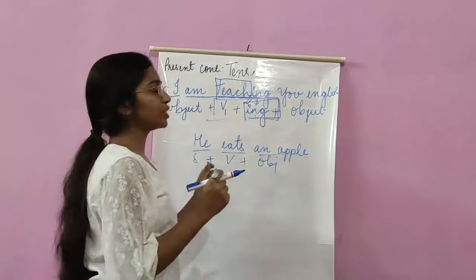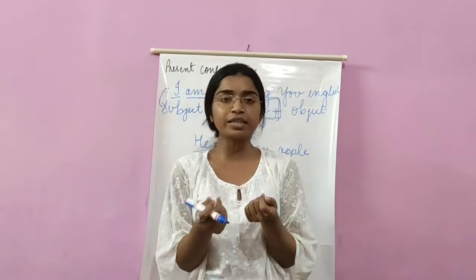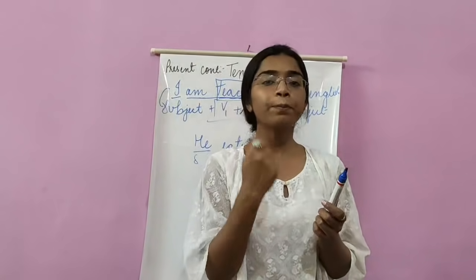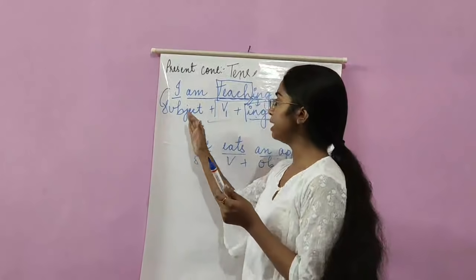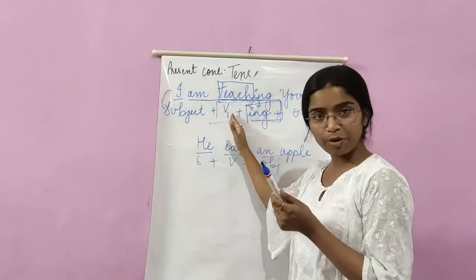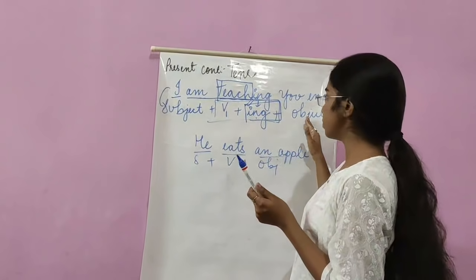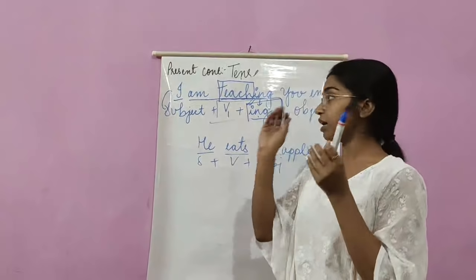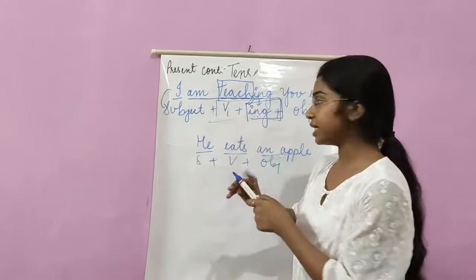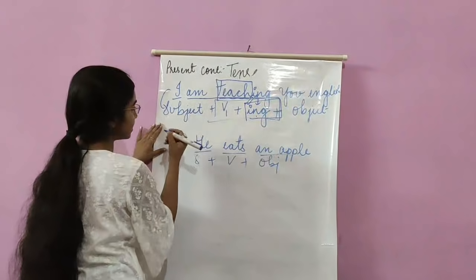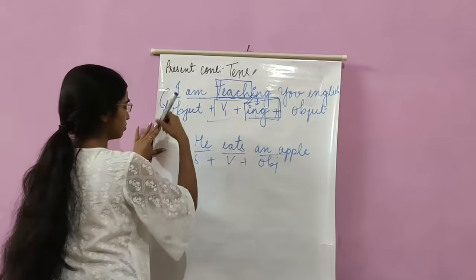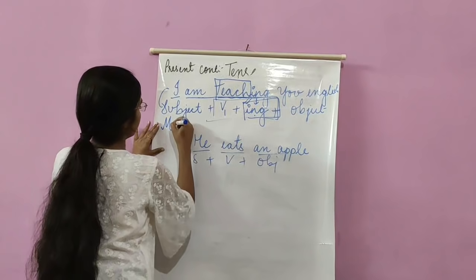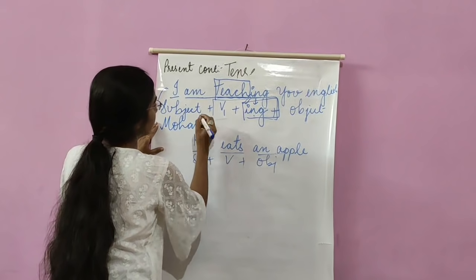Now the basic structure therefore we can say that the structure for present continuous tense will be subject plus base form of the verb plus ing plus object. Based on this structure we can create one more sentence. Suppose, for example, for the subject, I can say Mohan.